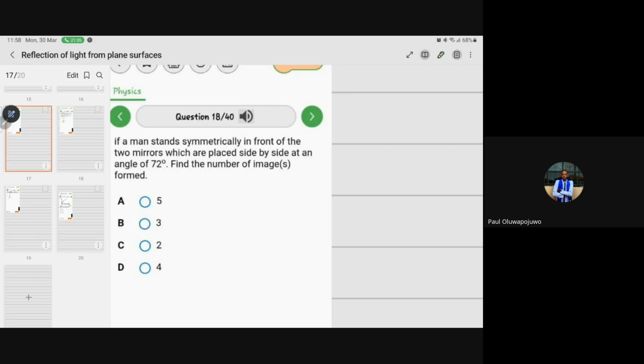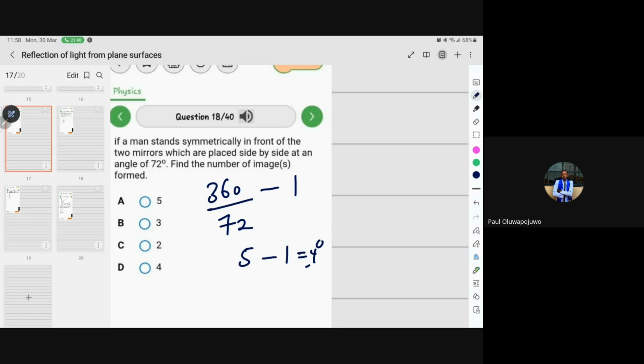All right, so the answer to this one is simply 360 over 72 minus 1. So 360 divided by 72, my people, will give us 5. So 5 minus 1 equals 4. All right, I hope everybody's following anyway.